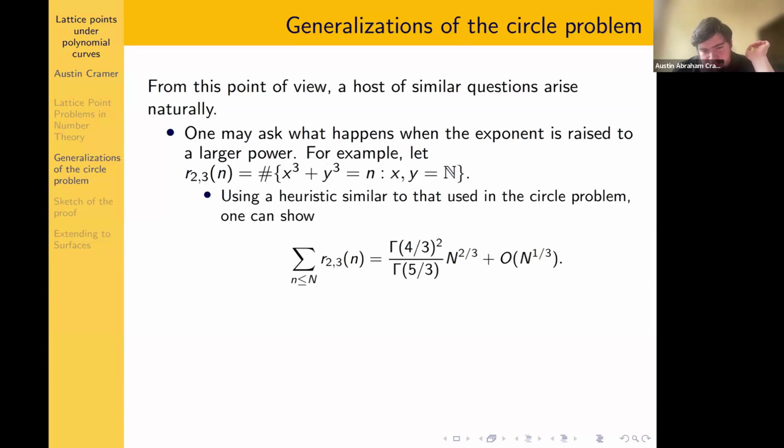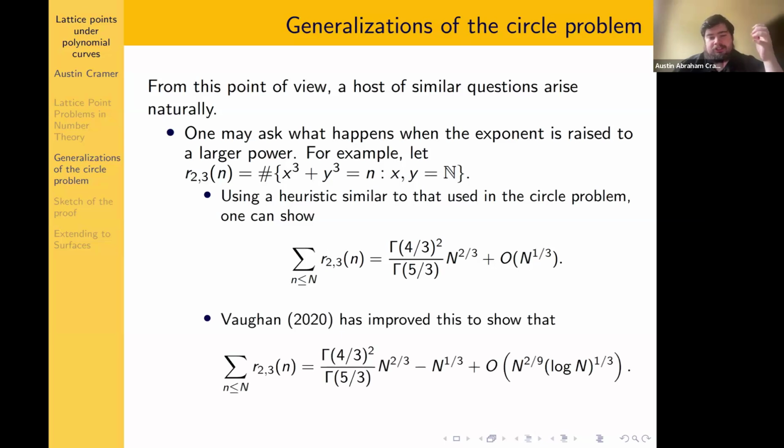Okay, and as for improving this, going beyond just the area scaling heuristic like we saw for the circle, one of my advisors, Bob Vaughn, showed back in 2020 that you can actually free up the second order term, this n to the 1/3 right here. You get an average that looks like, again, this ratio of gammas times n to the 2/3, that's where the area comes from, minus an n to the 1/3, and then you get an error term on the order of n to the 2/9 log n to the 1/3. Okay, so that's how you deal with cubes.